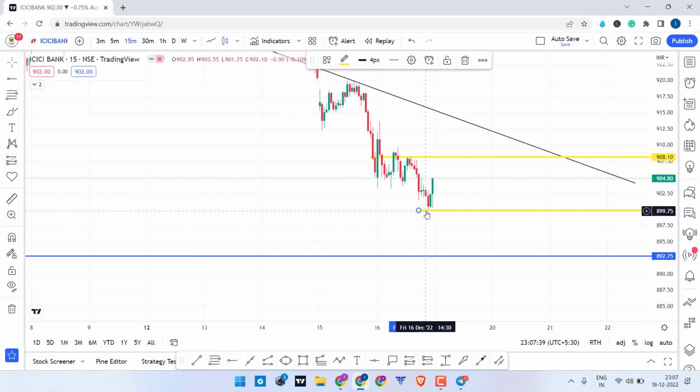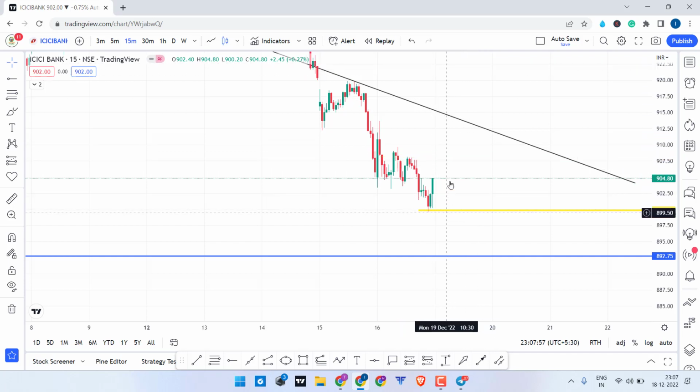So we always give importance to support and resistance which we are drawing in our daily time frame. So if this directly goes up to here, again we will wait for a rejection from the trend line and we will take the trade. So I hope you understood now.